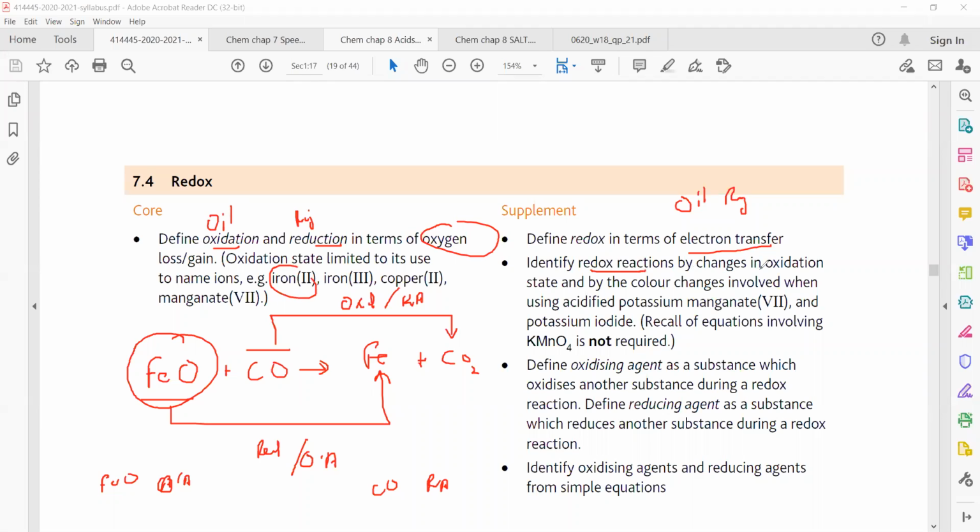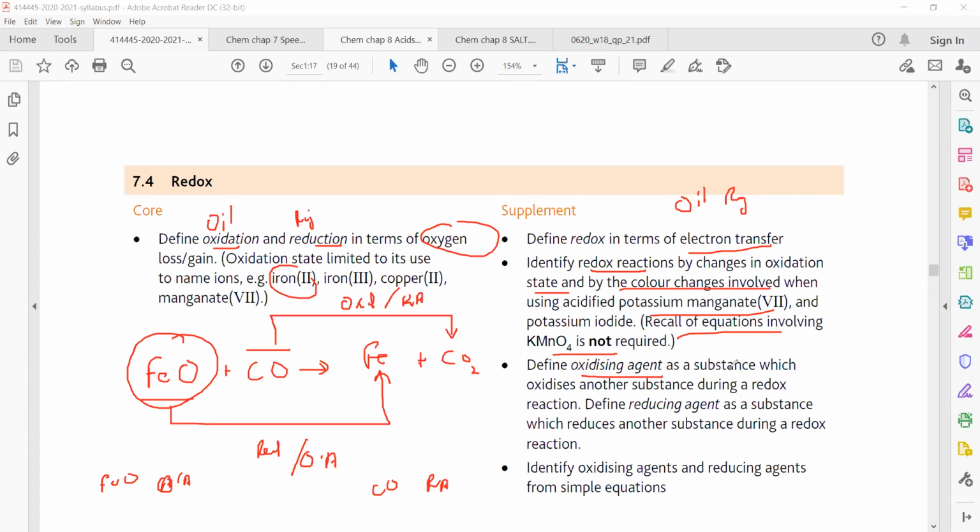Identify a redox reaction by the change in oxidation state, and by the color change involved when acidified potassium manganate and potassium iodide react. Recall the equation involved, which means you don't have to learn the equation for this, but you should know the color change. So what will be the color change when potassium manganate is reduced? Mn7 is purple in color, but it changes into Mn2, so it will be colorless.